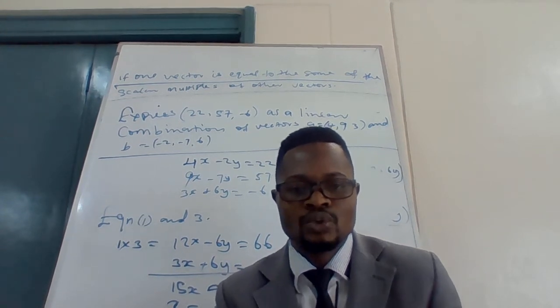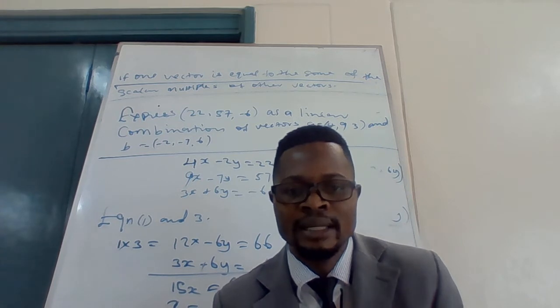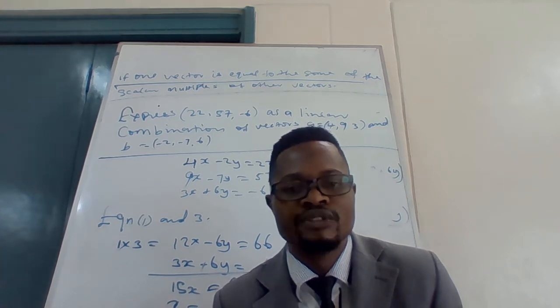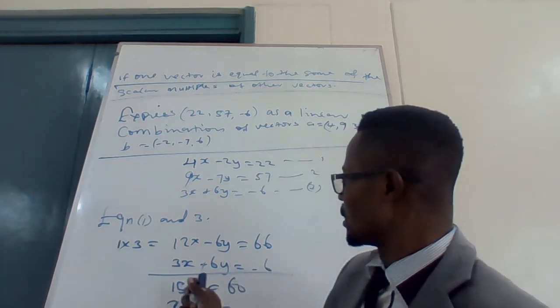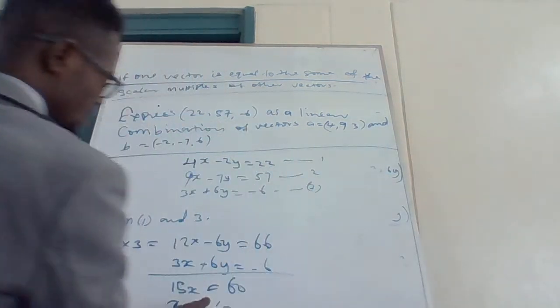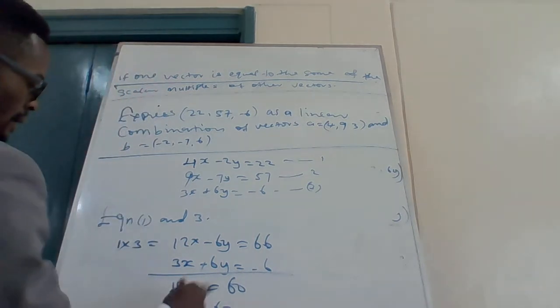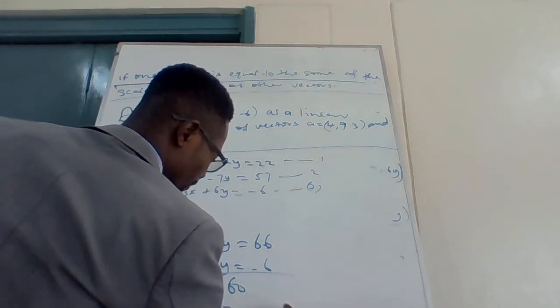So now what we are going to do is use equation 1 and try to substitute the value of x. Of course, you can go further: if you divide 60 by 15, this will give us 4.